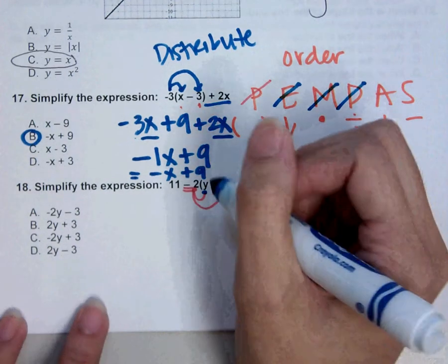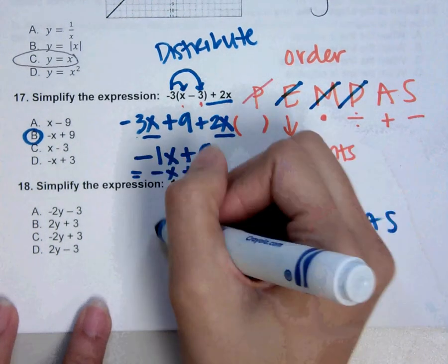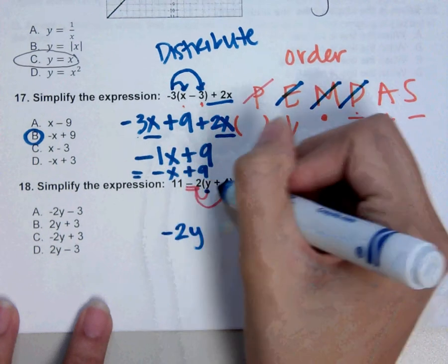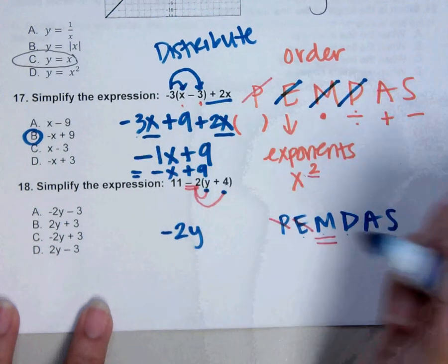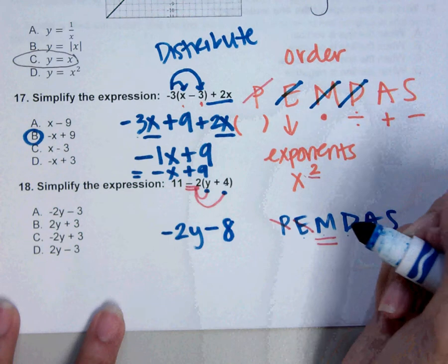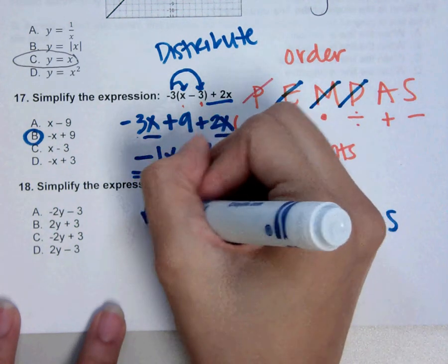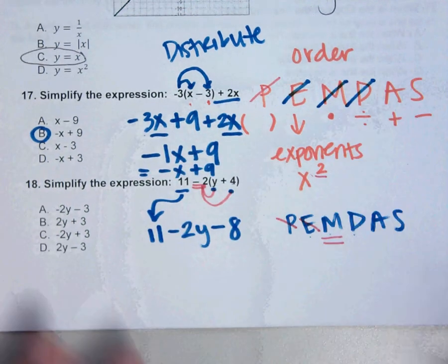So we're going to go, what's negative 2 times y? Negative 2y. Negative 2 times a positive 4 gives me a negative 8. Okay, don't forget that 11, I'm just going to drop it down here. So that's what I have so far.